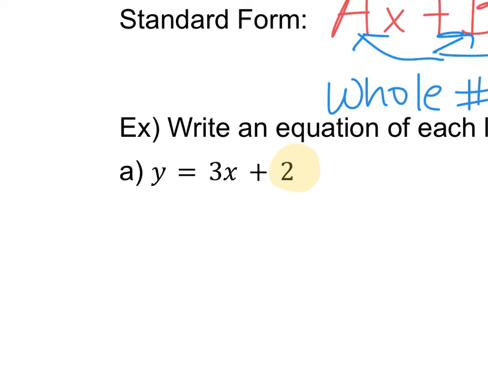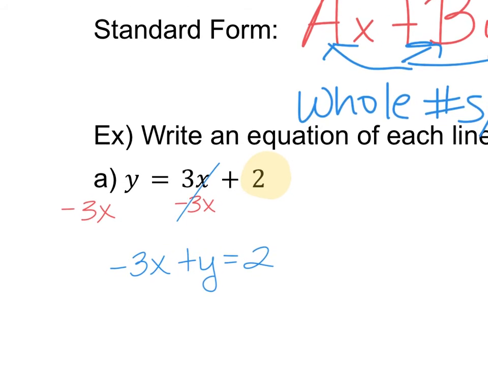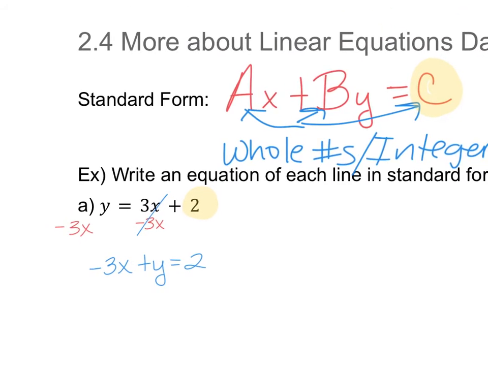fractions or decimals. So we just need to move that 3x over, and since it's positive, we're going to subtract 3x from both sides. Can you combine negative 3x and y? The answer is no, because they're not like terms. So we have negative 3x plus y equals 2. Does it look like that's in standard form? Yes, it does. So you're good. That's your answer.